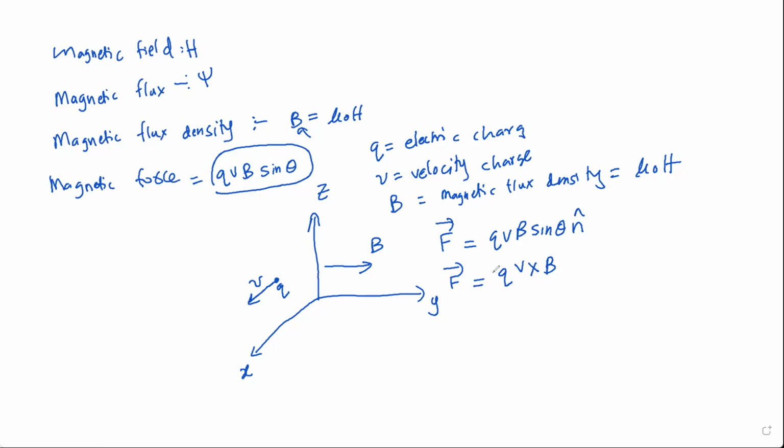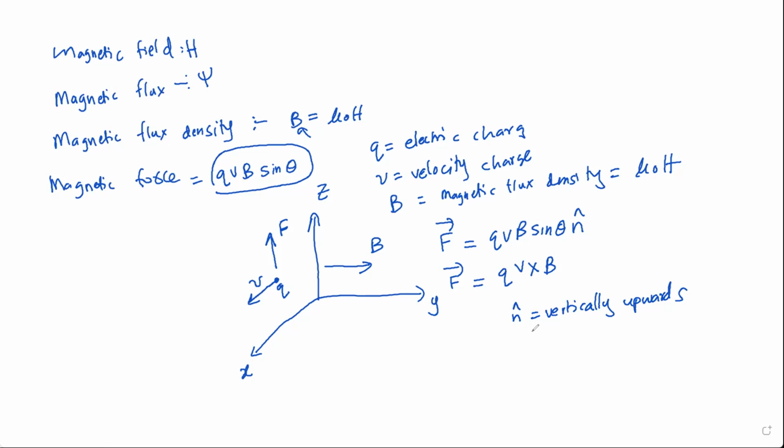By moving our fingers from V to B, we can see that the force is going to act vertically upwards on this charge, right? So with that, we know that n hat is vertically upwards. With that, we can define the force on a certain electric charge under the magnetic field, right? So that is regarding the magnetic force.